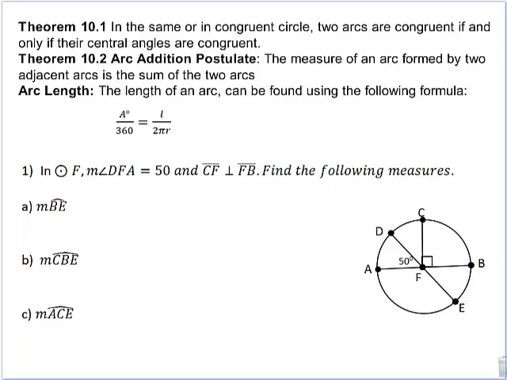So we got a couple theorems here. First theorem, some of these are pretty obvious ones. In the same or in congruent circles, two arcs are congruent if and only if their central angles are the same. Okay, so if they have the same central angle as each other, then the arcs would have to be congruent to one another. That should seem like pretty much common sense. Also, the measure of an arc formed by two adjacent arcs is the sum of the two arcs. So if you have two arcs next to each other, you want to combine them together to make one big happy arc, you just add the two measures together. That also should make sense. We do the same thing for angles.